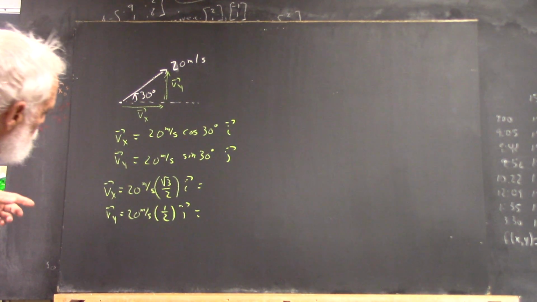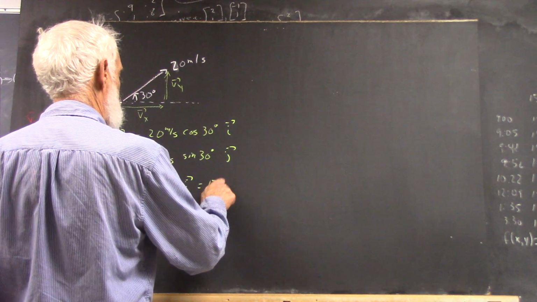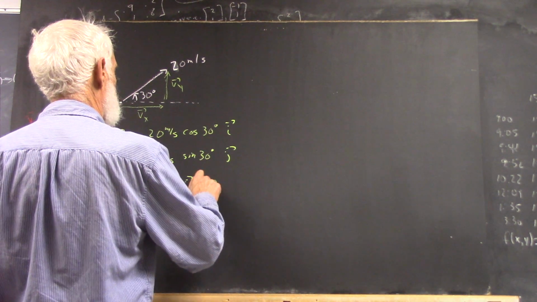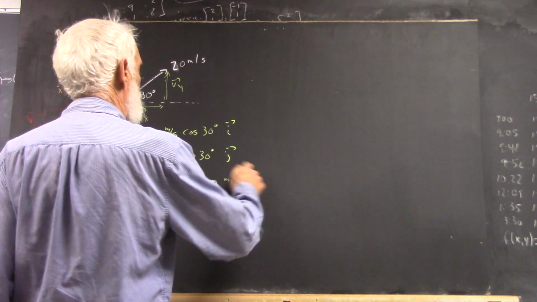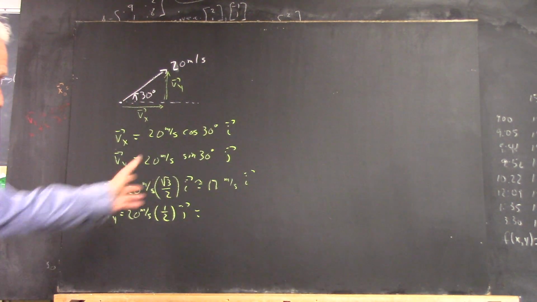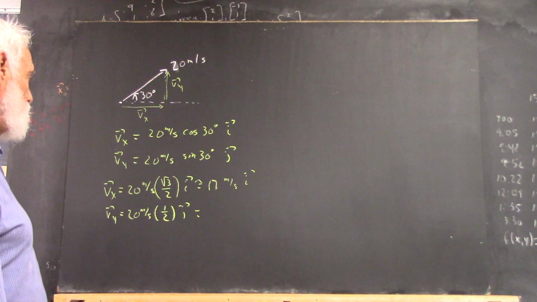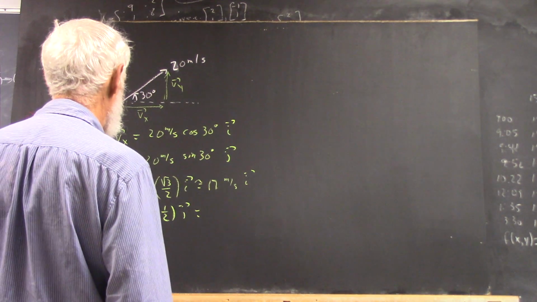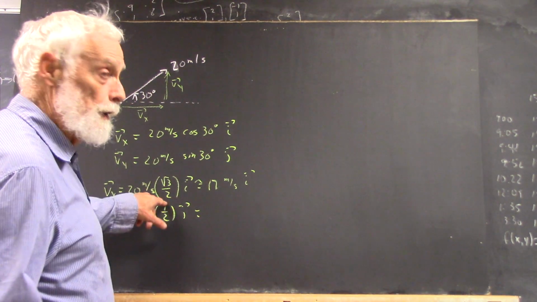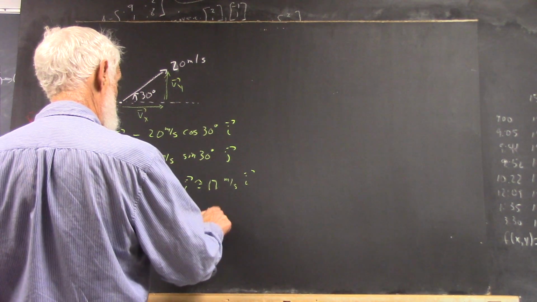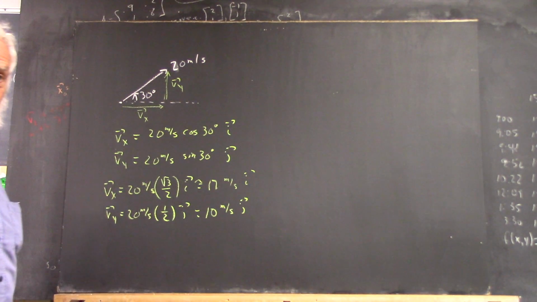Okay. Well, anyhow, that comes out to be about 17. I'm just going to say about 17 meters per second times I. You want to go a little further, 17.32, because that is 10 times the square root of 3, or 20 times the square root of 3 over 2. Okay, and this one, most of you know that 20 times 1/2 is 10, so that one's really easy. Okay?